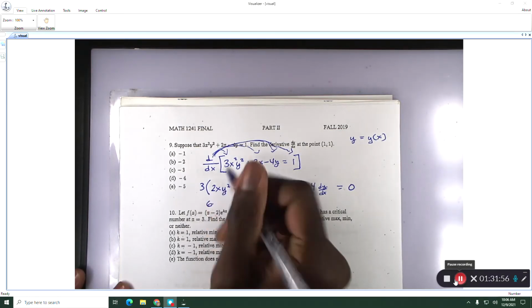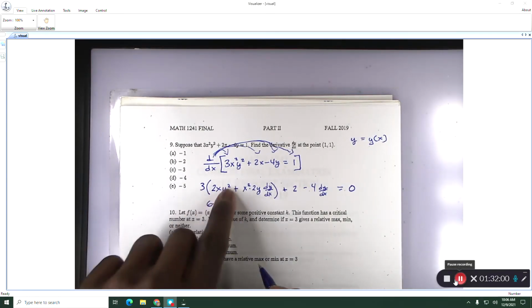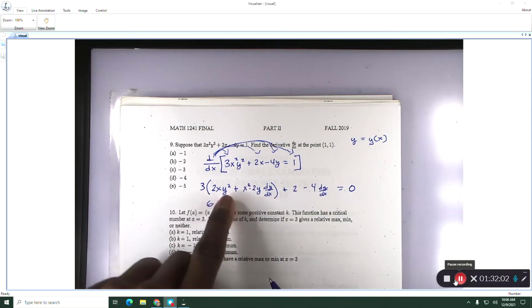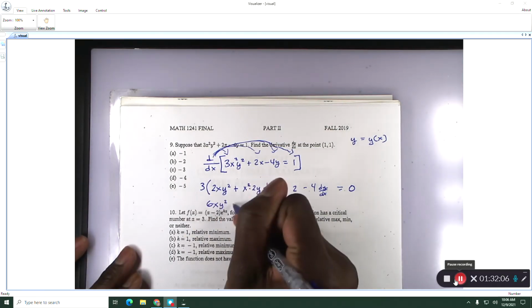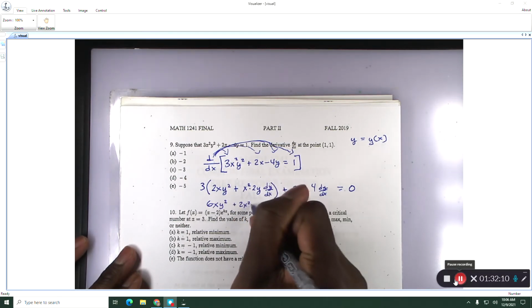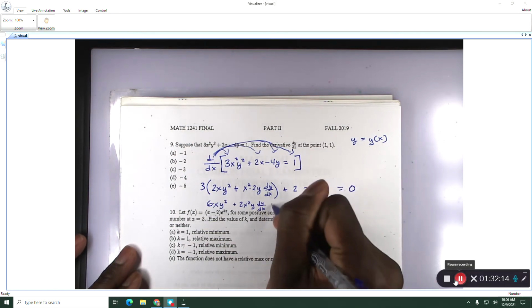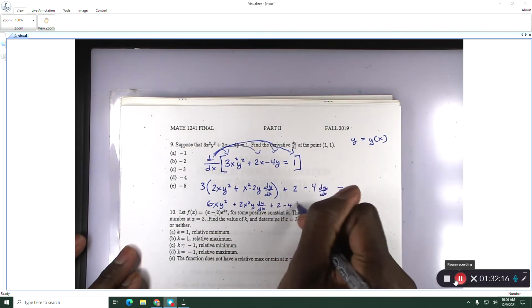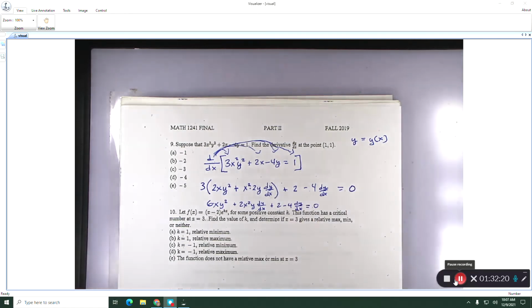6. And the reason I pulled this 3 out earlier is because sometimes it gets lost in the product rule. So I pulled it out so that I could put it back in properly later. 2x dy/dx plus 2 minus 4 dy/dx, and all of that equals 0. That's working out nicely for us.